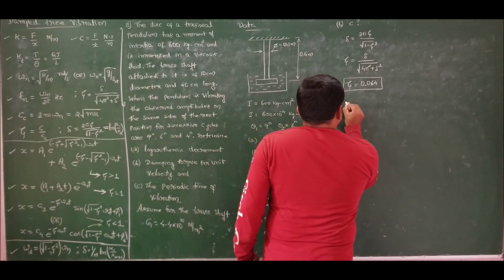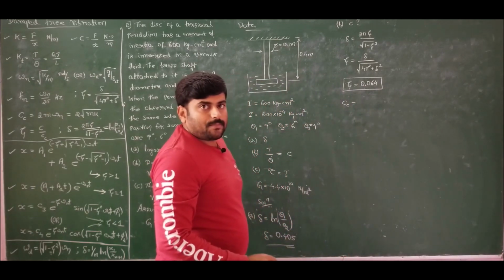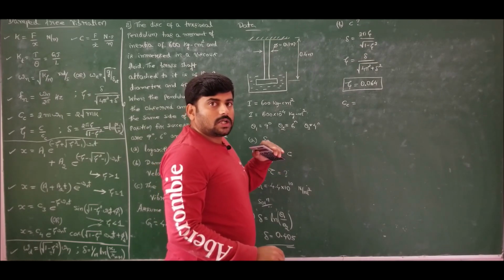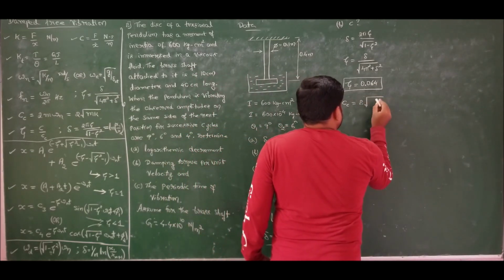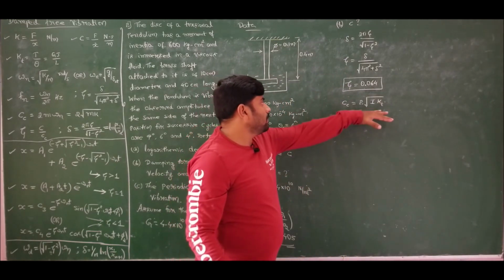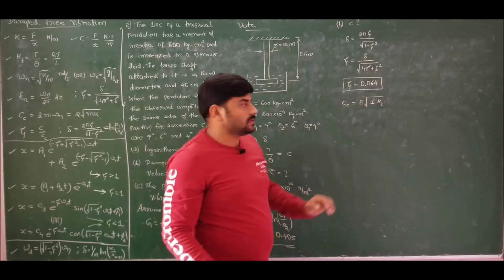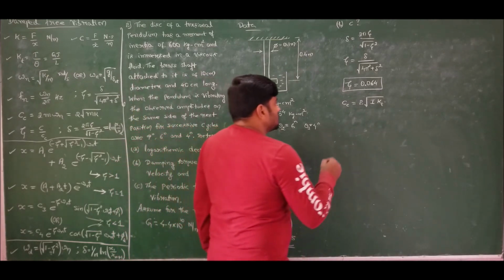Now I can find the value of Cc. Cc is 2 root mk. Now mass should be replaced by mass moment of inertia, k should be replaced by torsional stiffness. So hence Cc will become 2 root I into kt. So it is 2 root mk in linear systems; in torsional systems it is 2 root I into kt. Now we know the value of I. What about kt? That is torsional stiffness.